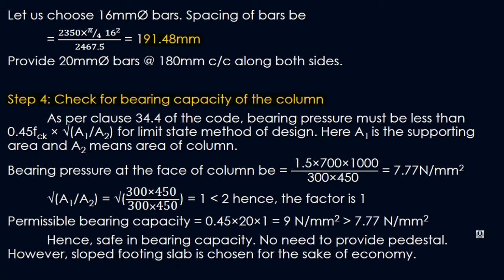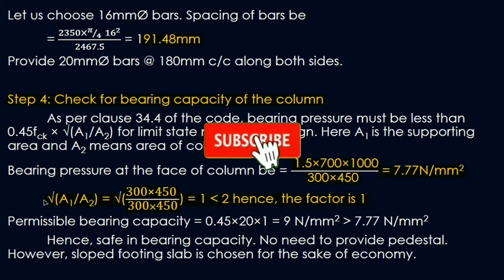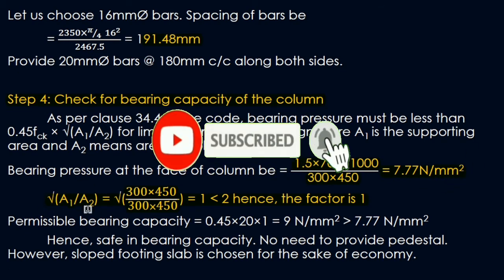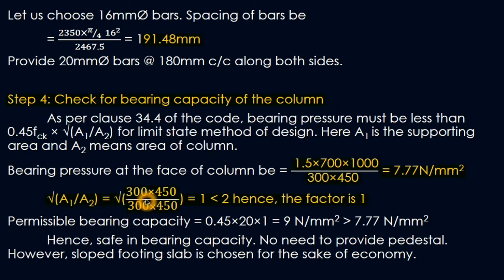So the bearing pressure at the face of the column is 1.5 into 700 into 1000 divided by 300 into 450, which is equal to 7.77 Newton per mm square. So we have to calculate the square root of A1 by A2 value. For that, you can see the values are the same, 300 into 450. These values have been given directly in the question. You just refer to the question once again, then you can understand the area of the column. They also mentioned it there itself.